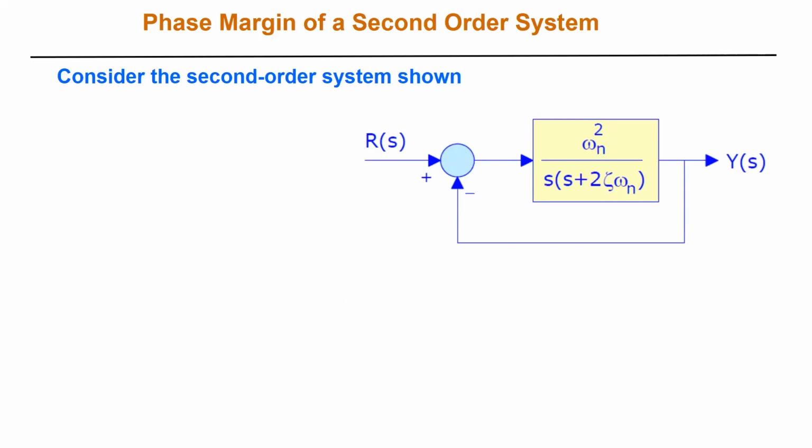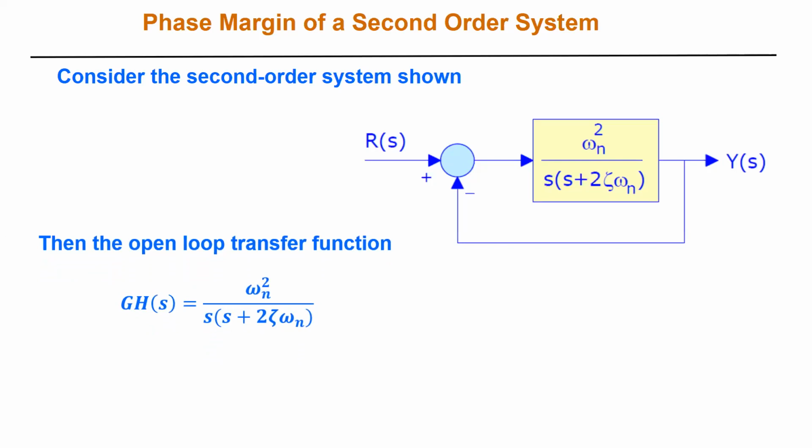So in order to establish this relation, this is the standard second order system. Okay, so this is the open loop system. Well, in the frequency domain, we will have G H of j omega equal to omega n square over j omega, times j omega plus 2 zeta omega n.